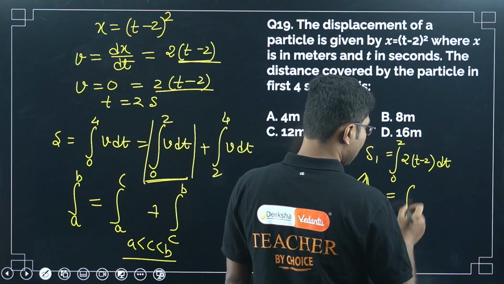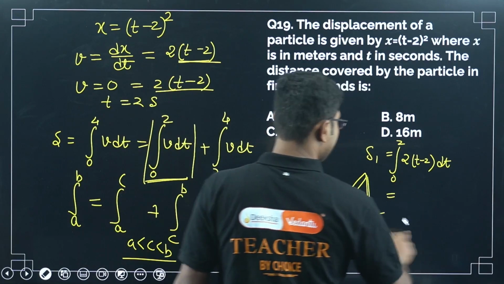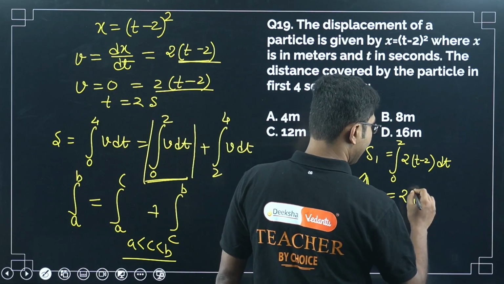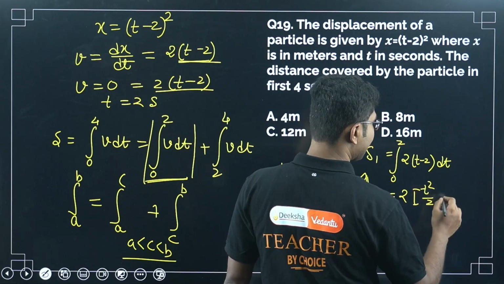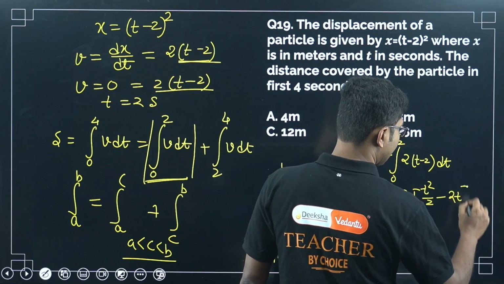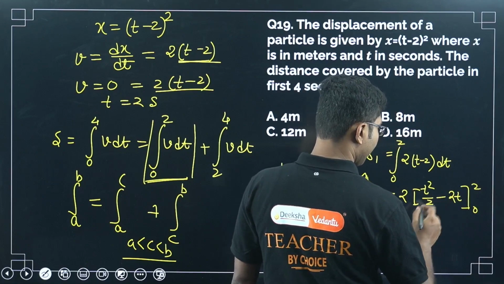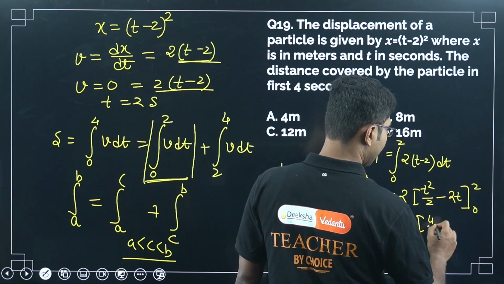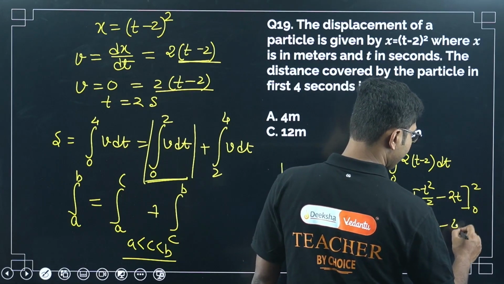This will be the integration of 2 times (t minus 2). Integration of t is t square by 2, integration of 2 is 2t, and the limit is 0 to 2. First you put the value 2, so it will be 4 by 2 minus 2 into 2, that is 4.